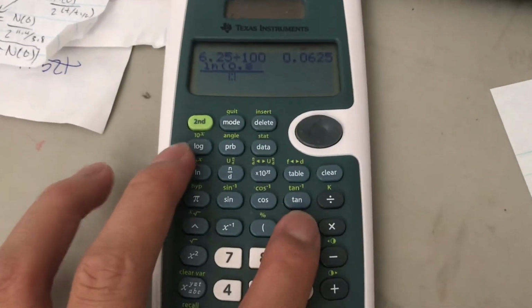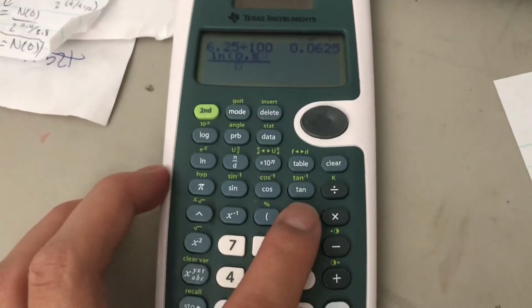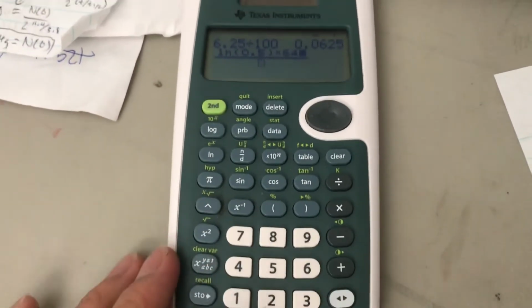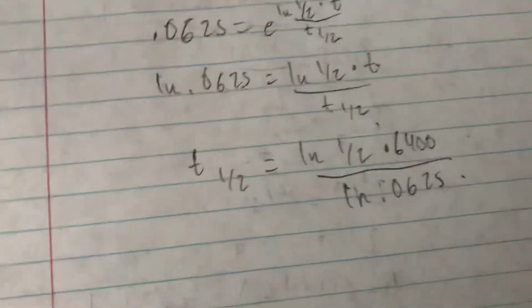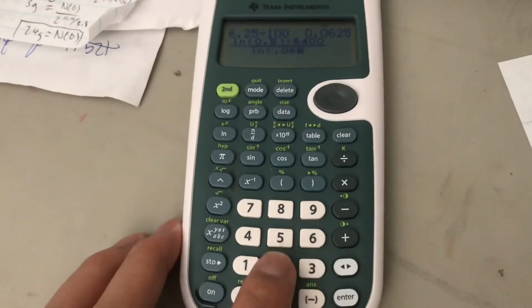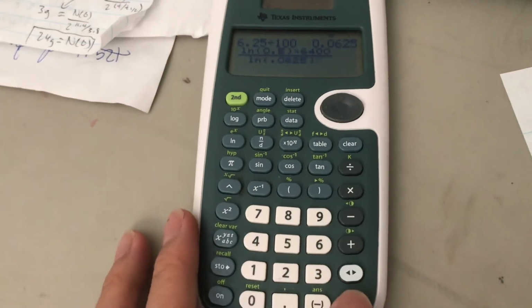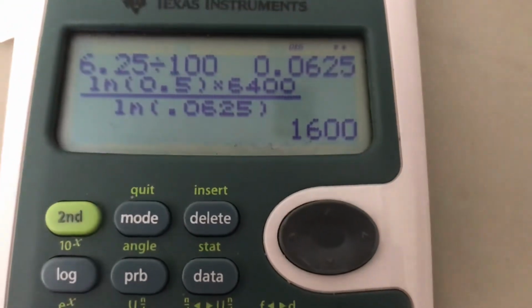0.5 over ln of 0.0625, which we then get 1,600 like before. So our answer for number 9 for half-life is 1,600 years.